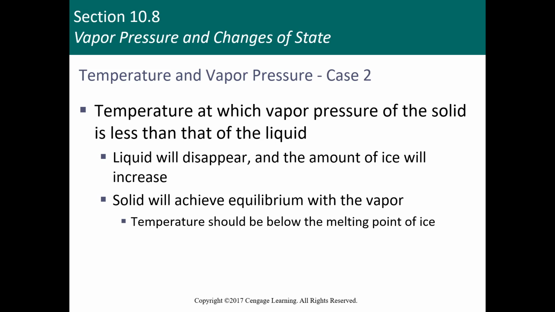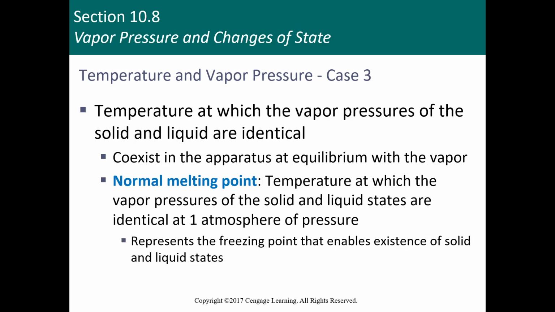All right, so the pressure of the solid is less than that of the liquid. So in this case, the liquid will disappear and the amount of ice will increase. The solid will achieve equilibrium with the vapor. The temperature should be below the melting point of ice. Temperature and vapor pressure, case 3. So the temperature at which the vapor pressures of the solid and liquid will be identical.